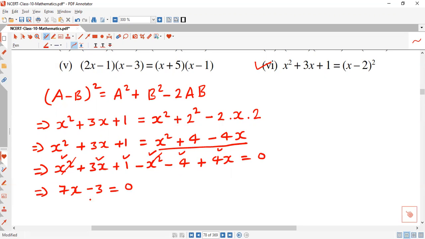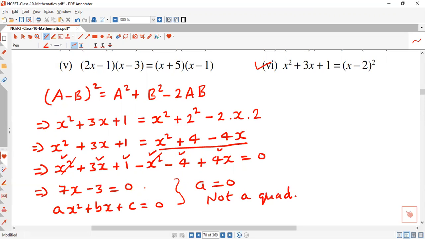See, now we compare this equation with the standard equation. The standard equation says ax square plus bx plus c equal to 0. So we find that a comes out 0. So this is not a quadratic equation.